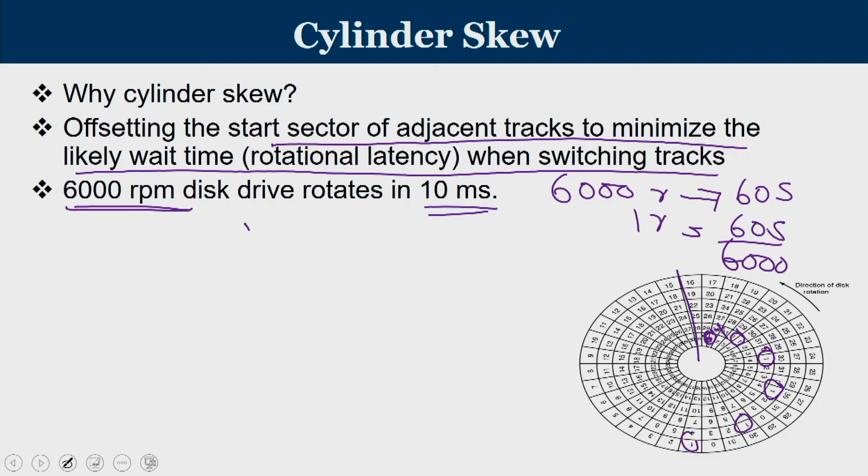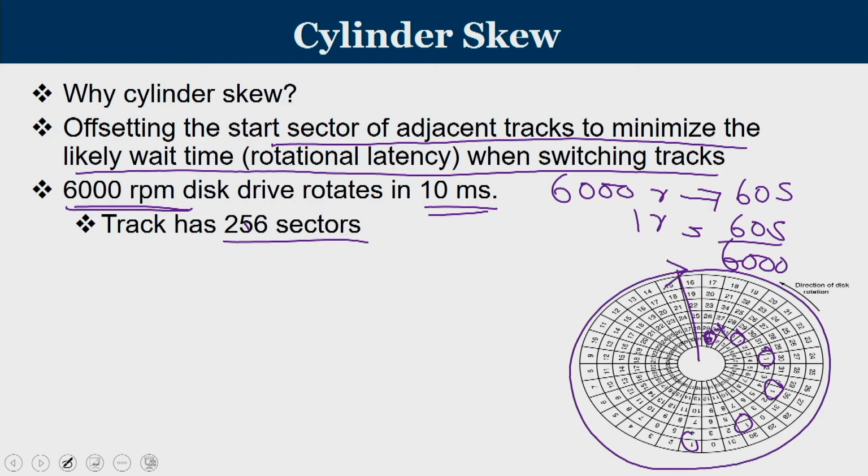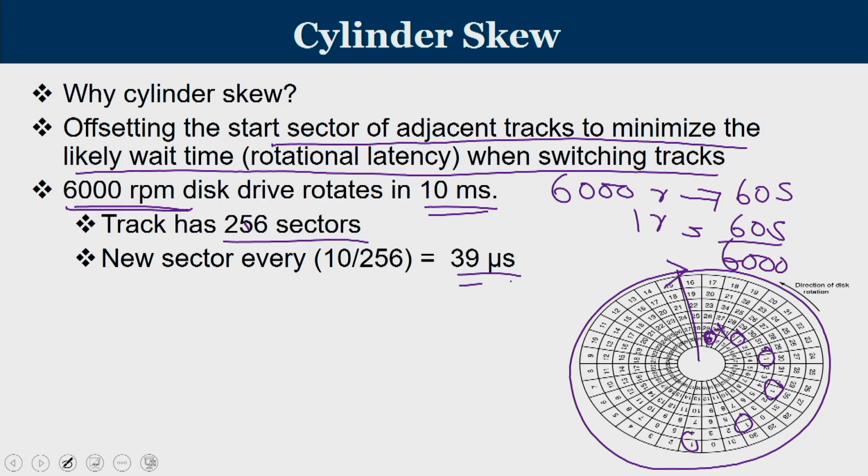Now, it has been mentioned that you have 256 sectors. So, completing one rotation will take 10 millisecond. So, during this 10 millisecond, you are moving across 256 sectors. So, how much time are you going to spend on one sector? Roughly 39 microsecond you are going to spend on a sector. So, if it requires 10 millisecond to cover one complete track, that means 256 sectors, approximately 39 microsecond is what you spend. So, 10 millisecond divided by 256, it is 39 microsecond.